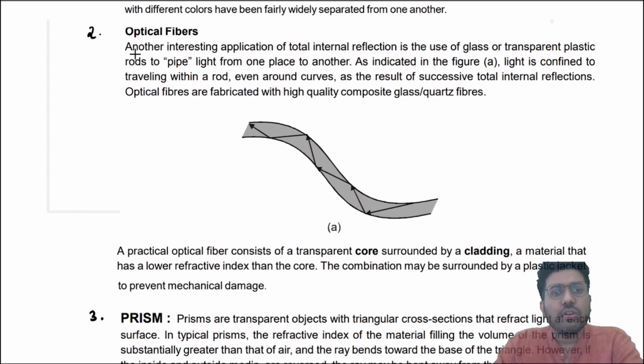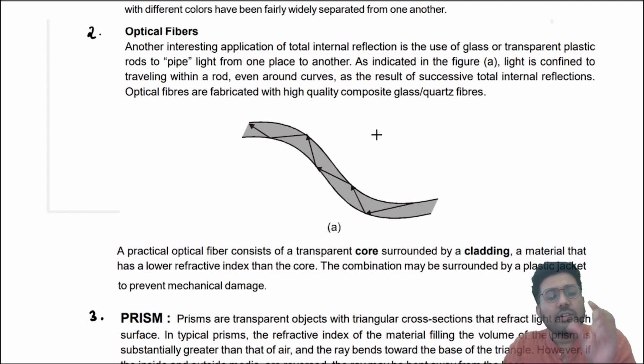Okay? So another interesting application of the total internal reflection is the use of glass or transparent plastic rods to pipe light from one place to another. As indicated in the figure, light is confined to traveling within a rod, even around the curves, as a result of successive total internal reflections. Optical fibers are fabricated with high quality composite glass quartz fibers, so that none of the light is getting out of the interface.